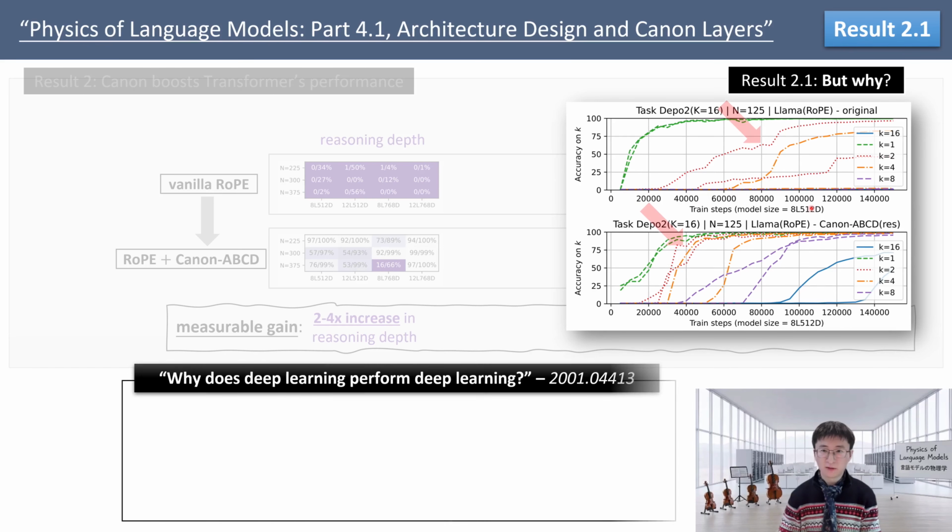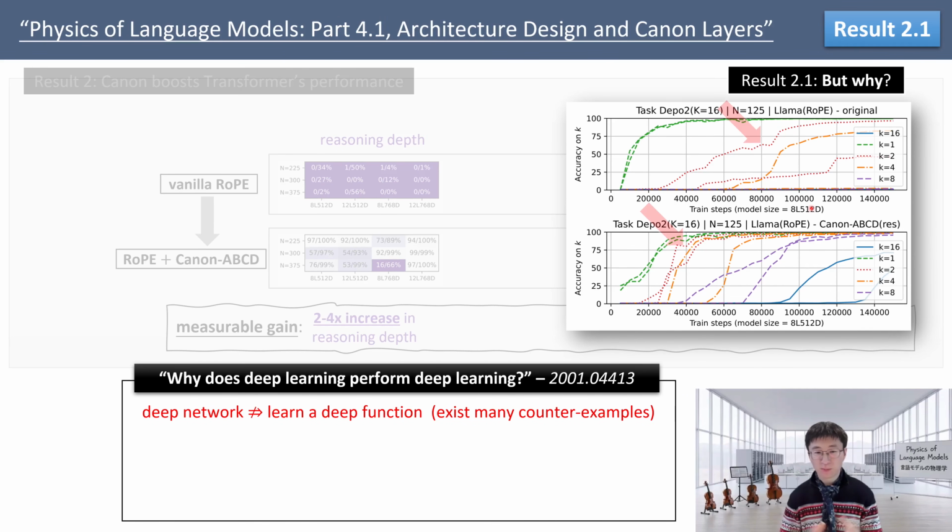In order to explain this, I need to introduce a little bit of our theory work from even 5 years ago. Over there, we tried to tackle a very deep question. That is, why does deep learning perform deep learning? So this is a very nontrivial question. That is, you can build, for instance, a very deep network, right? But it doesn't necessarily mean that at the end of the day, your SGD or Adam or Muon optimizer is going to actually learn a deep function. There exist many counterexamples from the field of learning theory.